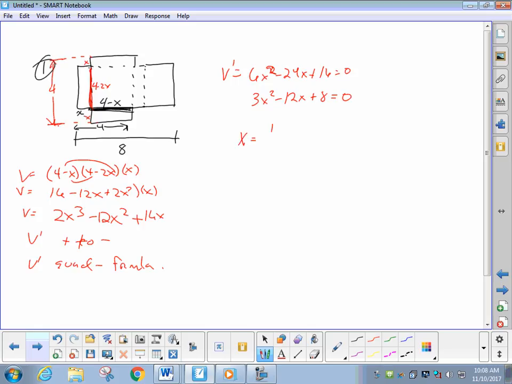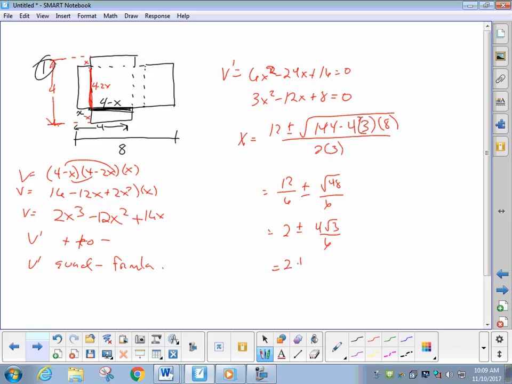x is 12 plus or minus the square root of 144 minus 3 times 4 times 8, over 2 times 3. That's 12 over 6 plus or minus, let's say 32 times 3 is 96, 48, square root of 48 over 6. So 2 plus or minus, that's 4 root 3 over 6. 2 plus 2 root 3 over 3, or 2 minus 2 root 3 over 3.